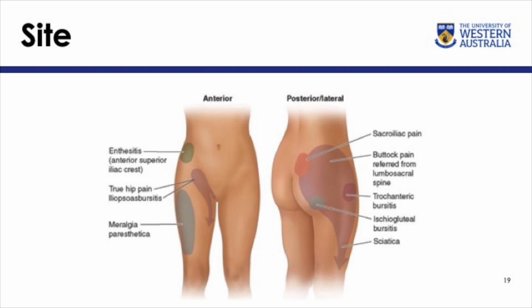When we talk about hip pain, it's actually quite a broad category. We need to really zero in on the site, whether it is anterior or true groin pain, lateral, or posterior or buttock pain. This diagram is a good illustration of the site of pain for different pathologies around the hip joint.